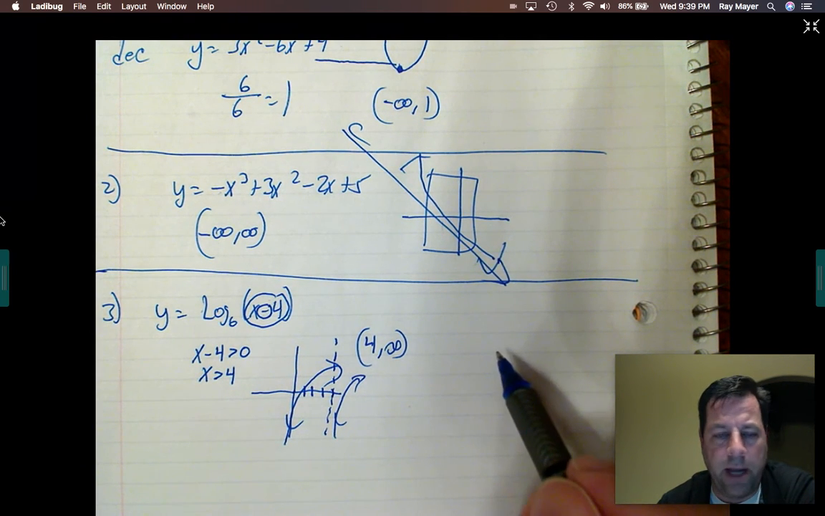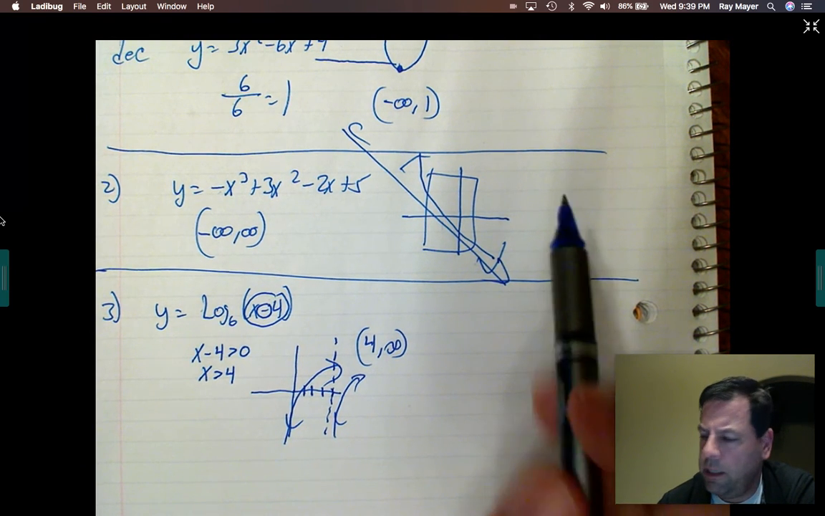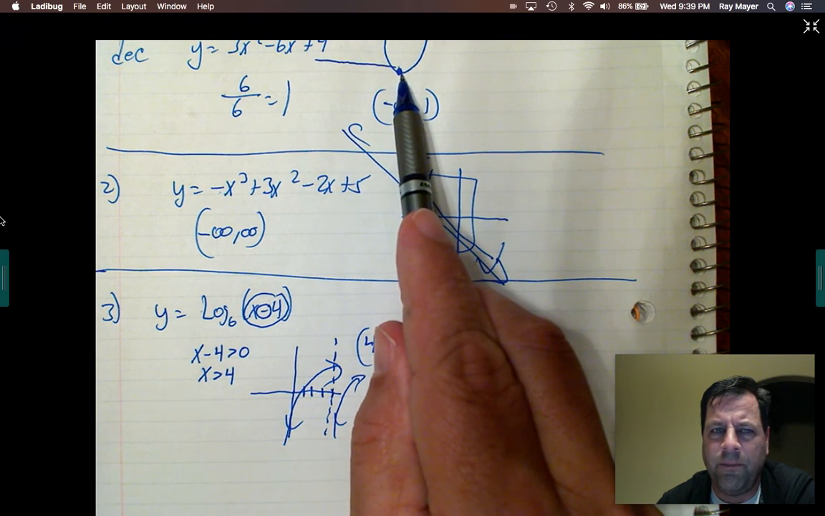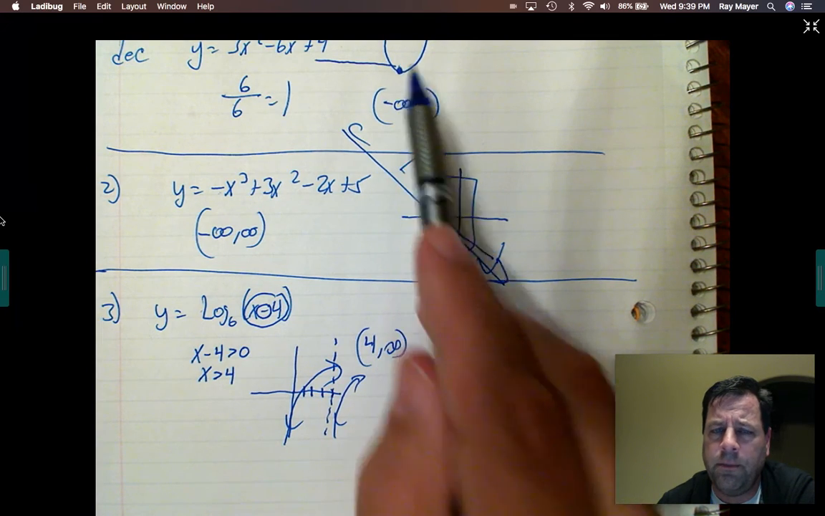And that cannot be a bracket. Okay. Go back up here real quick. That one should not be a bracket either. We decided right at that point, it's neither decreasing or increasing.